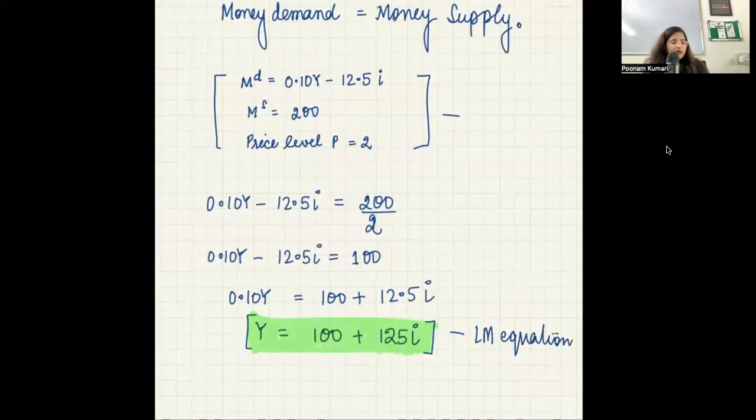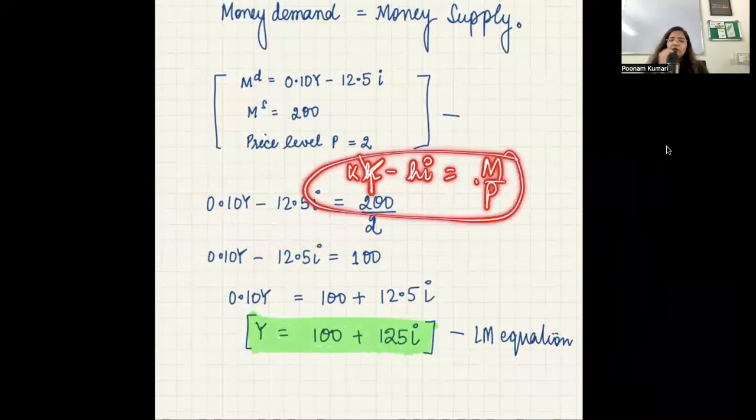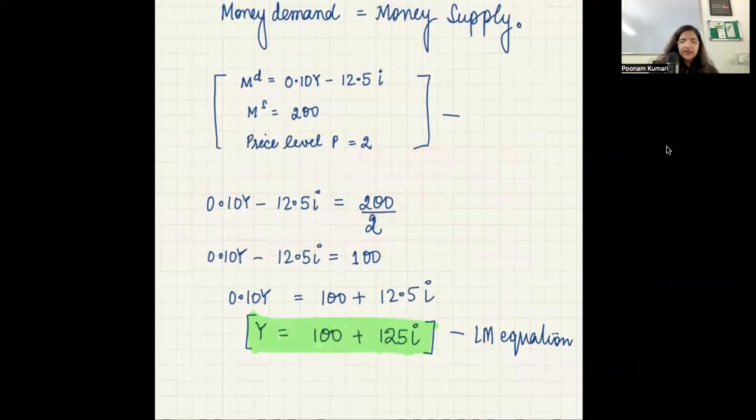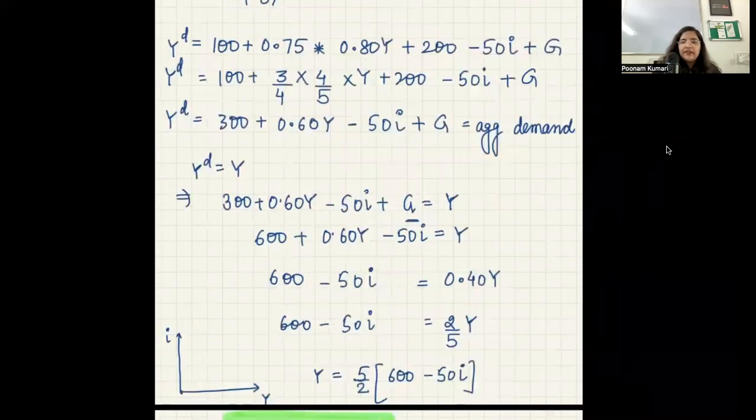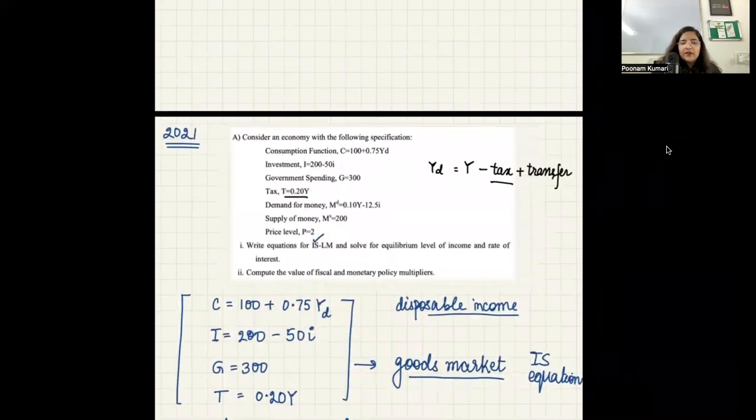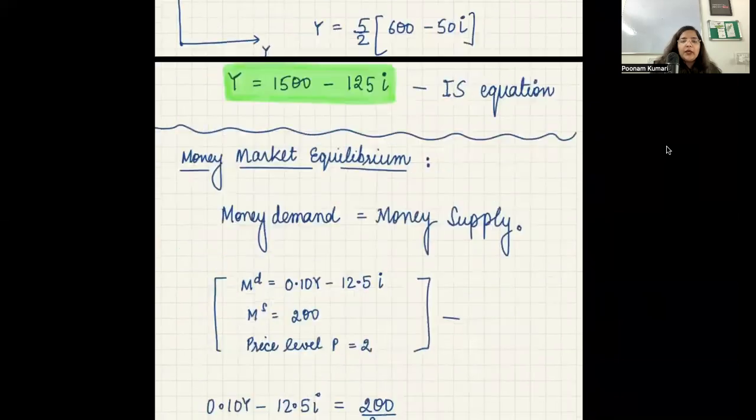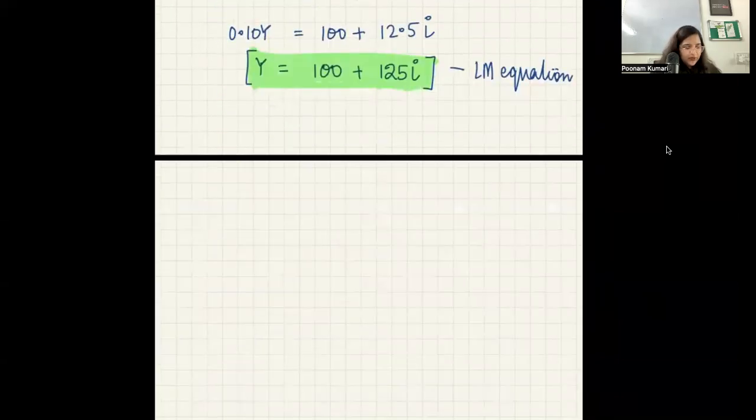Actually, the LM equation would have been done here only. जिस तरीके से जिस फॉर्मेट में हम लिखते हैं ना, ky minus hi equals M by P. It would have been done here only, but we are just simplifying it. ठीक है. So LM equation we've done, IS equation we've done, and now we have to solve for the equilibrium rate of interest and income. तो अब आपको क्या करना है? These two equations, you have to find the equilibrium, right?